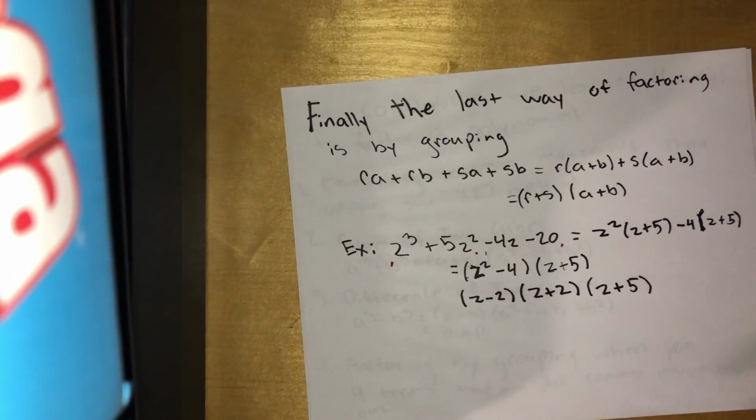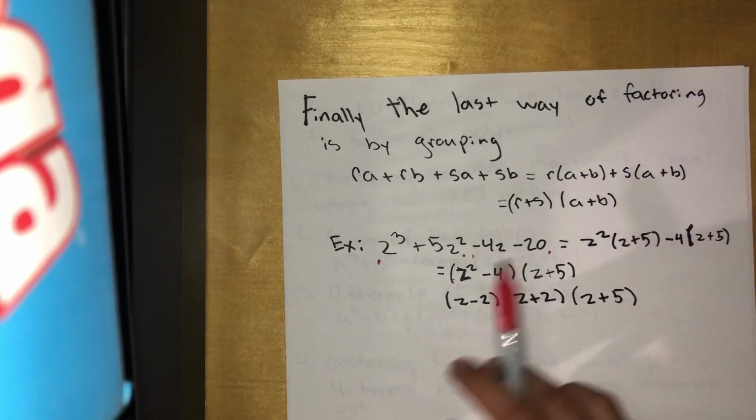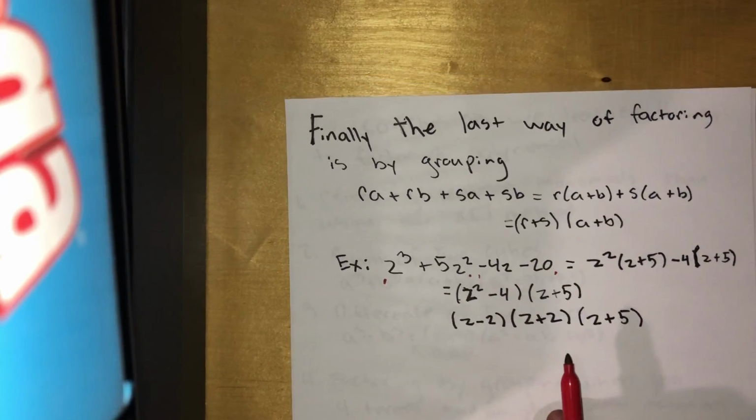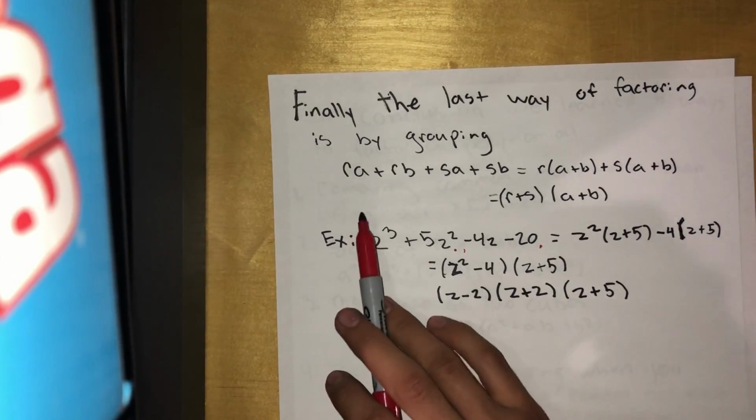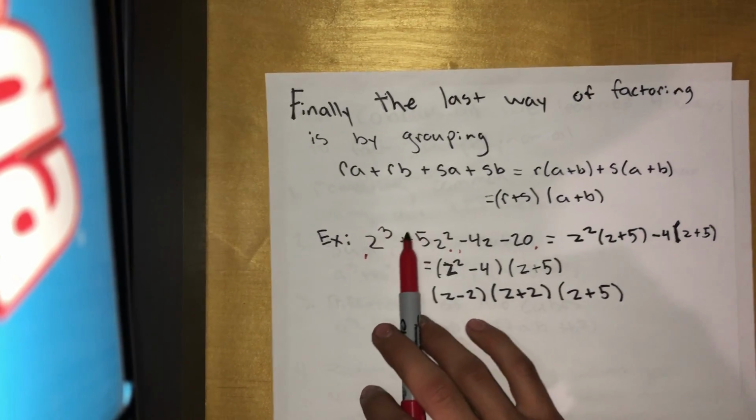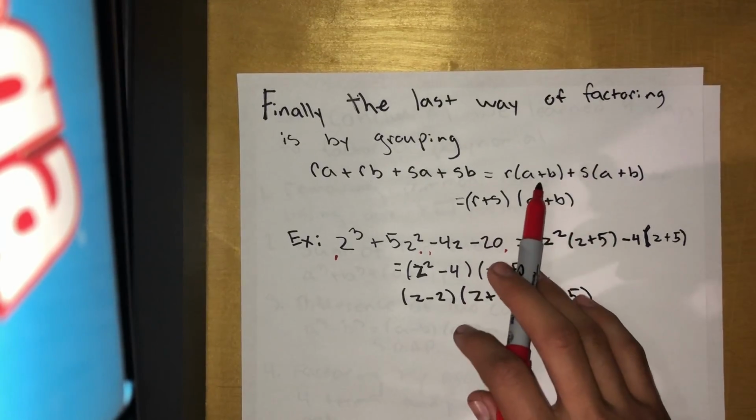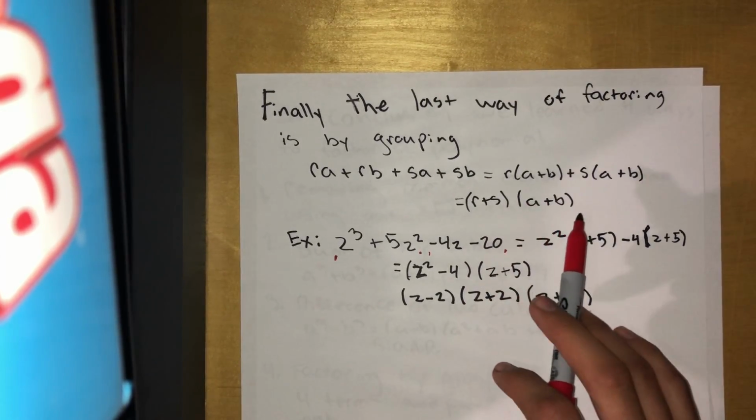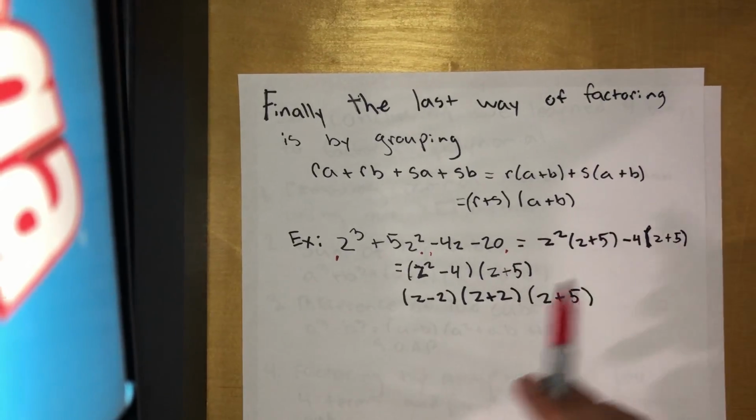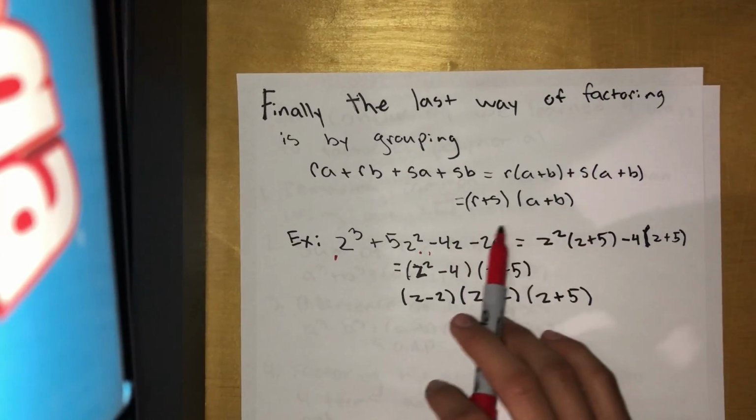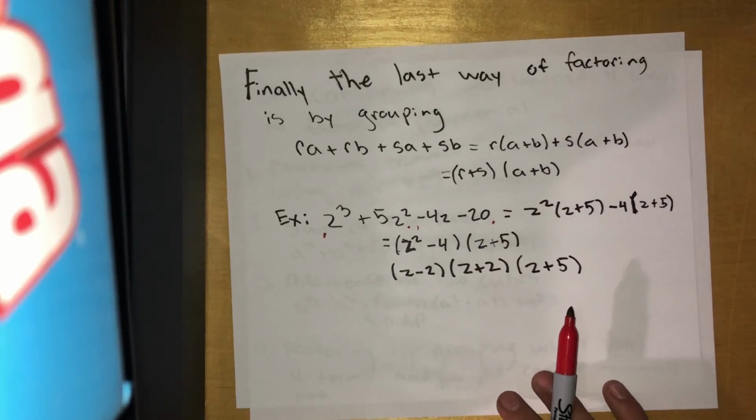Now finally, the last way of factoring is by grouping. This is a pretty long, little confusing equation, but I'll just tell you it, and then I'm going to explain it in a simpler way. So ra plus rb plus sa plus sb equals r(a plus b) plus s(a plus b). And then this would get your factored form, (r plus s)(a plus b), which is easier to explain in an example.